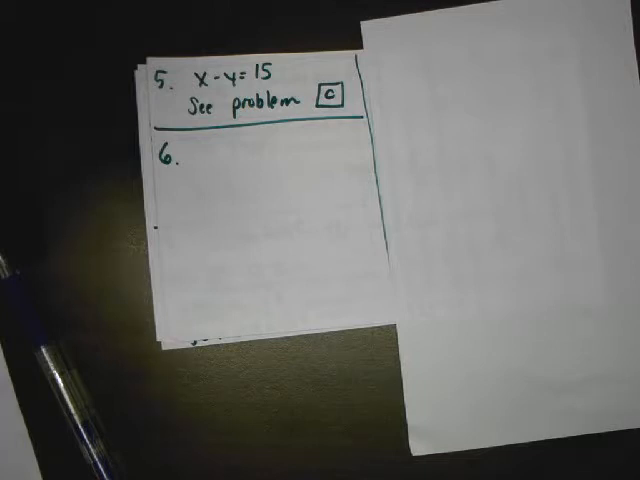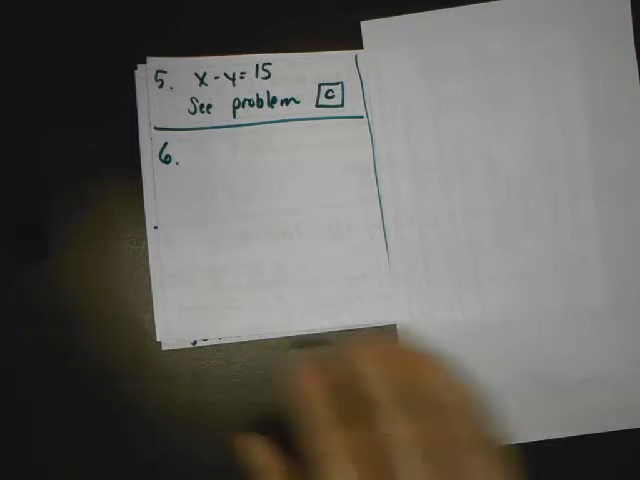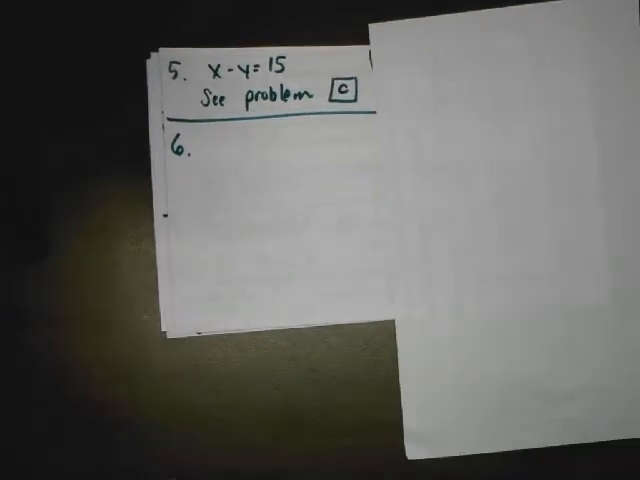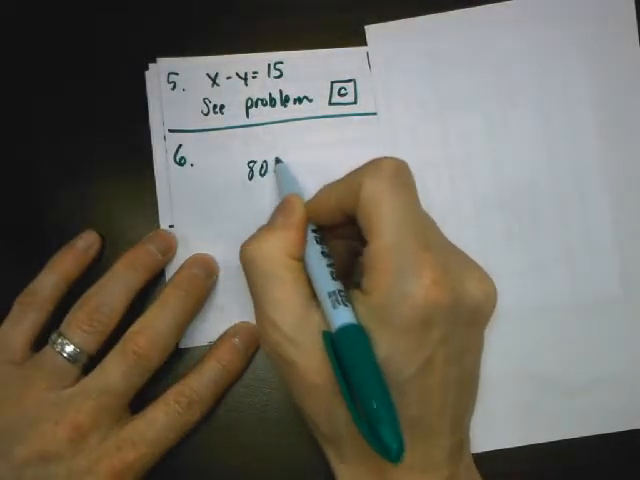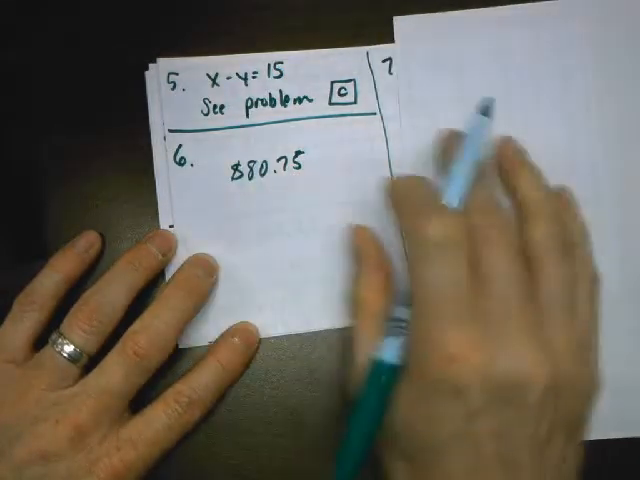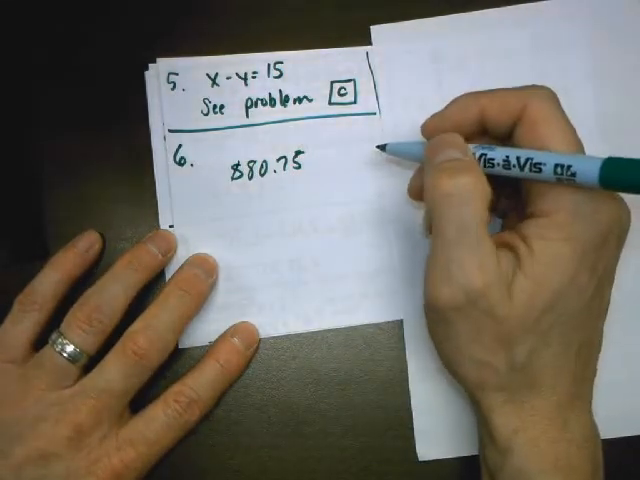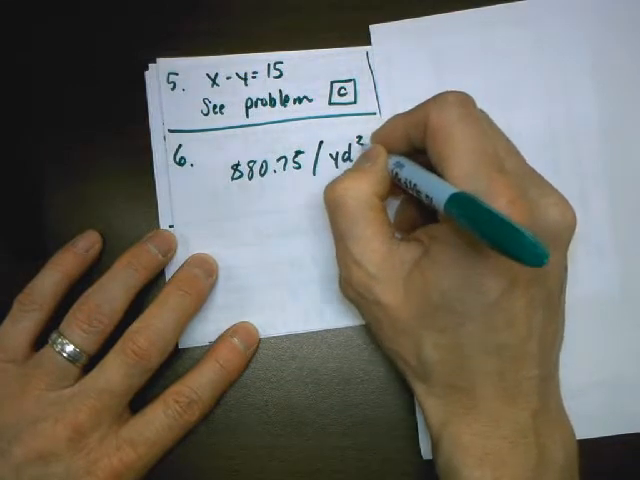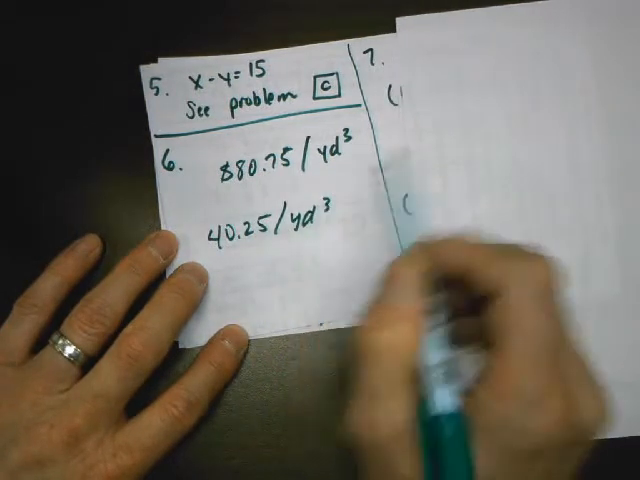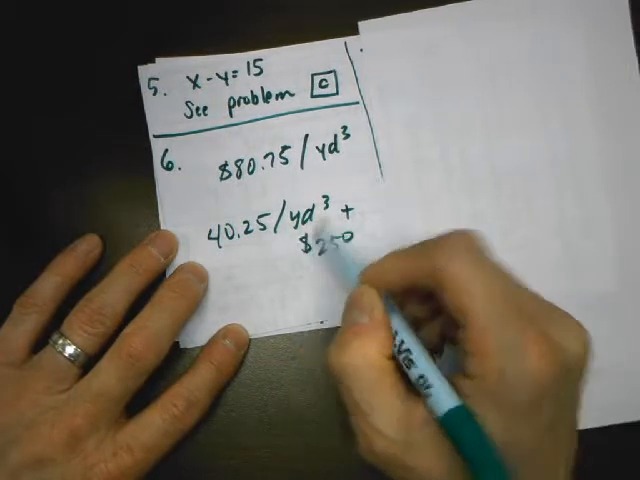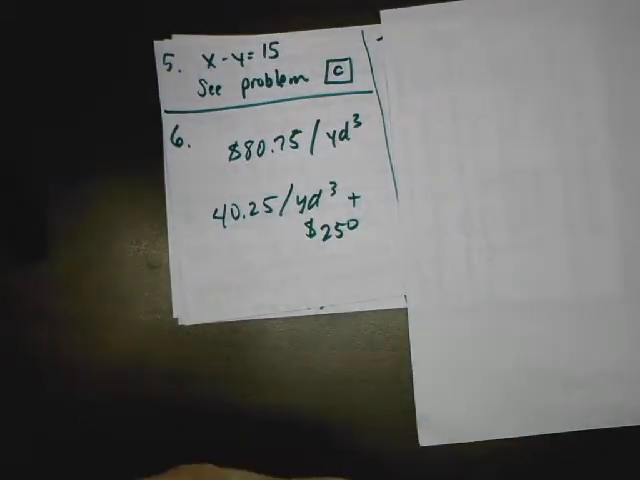while you're considering which company you should choose. Let's go ahead and do this problem here. The money that you pay if you go with Filthy John is $80.75 every single cubic yard. So that's per cubic yard, or yards cubed. The other person is only going to charge $40.25 per cubic yard, but you're going to have to pay $250 for the delivery fee.